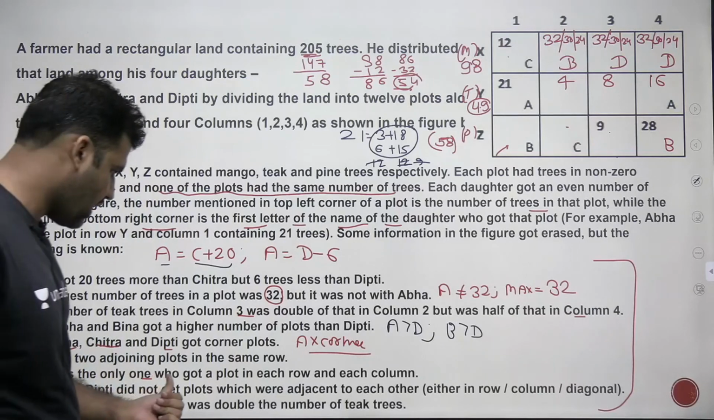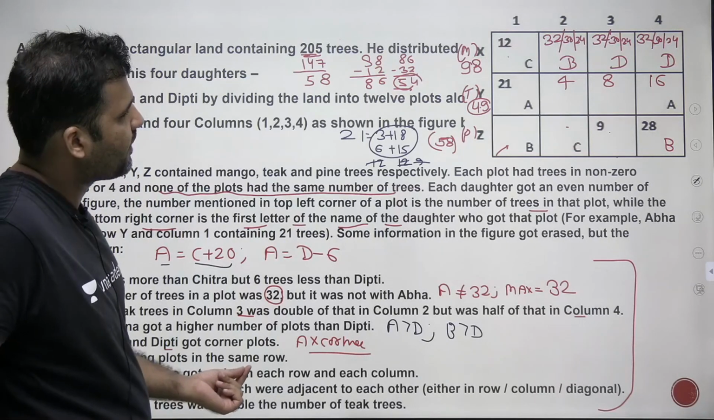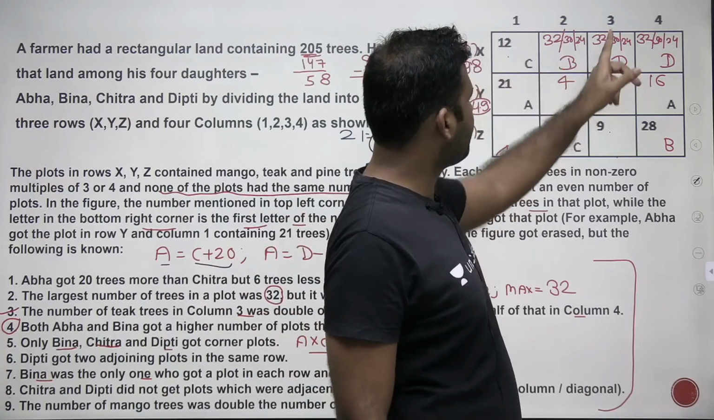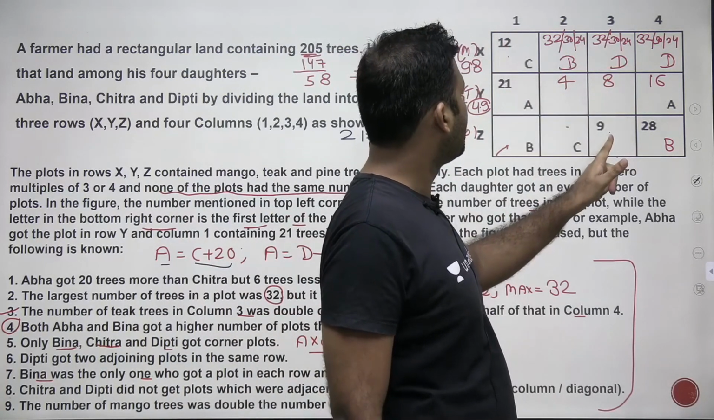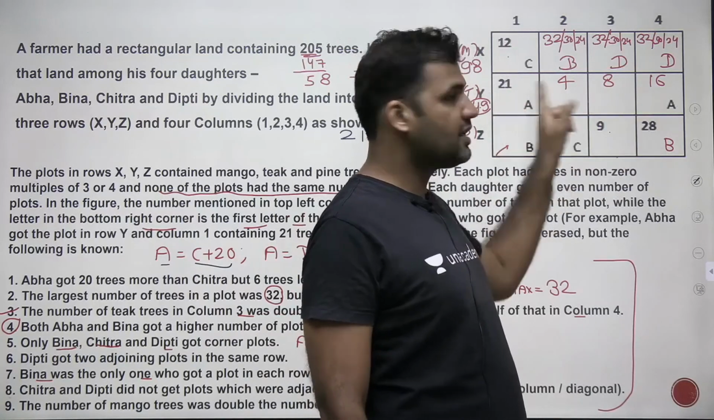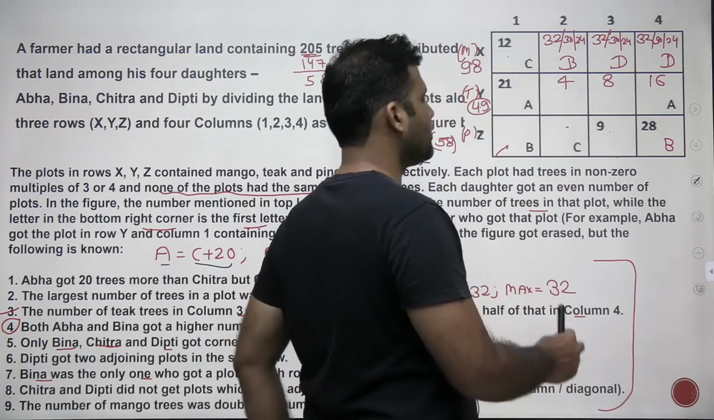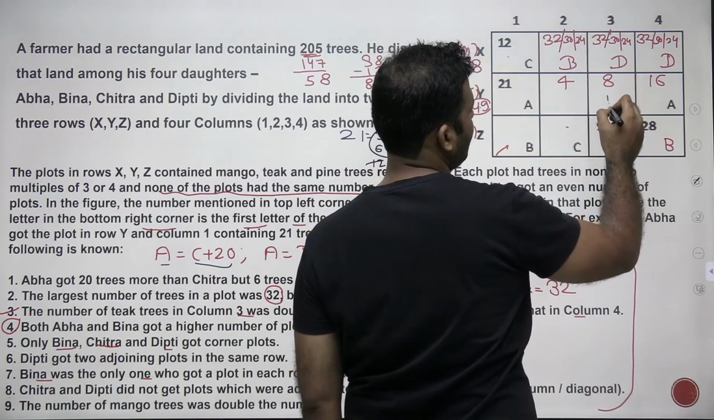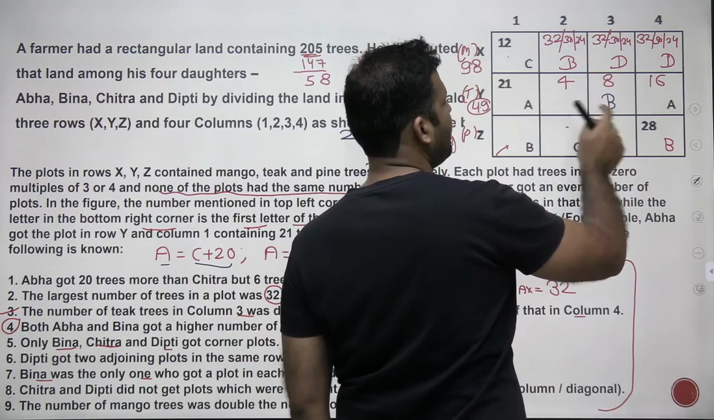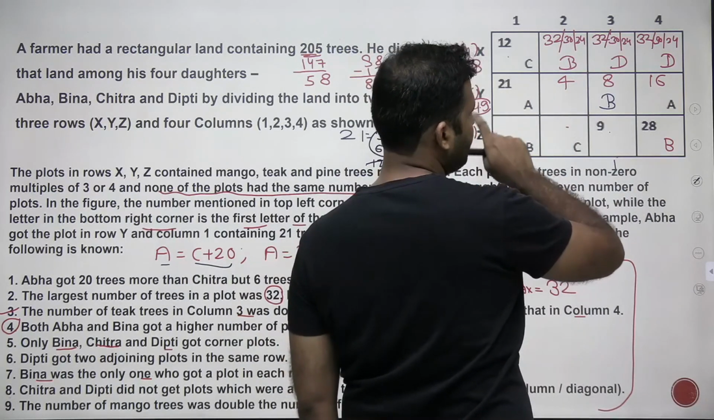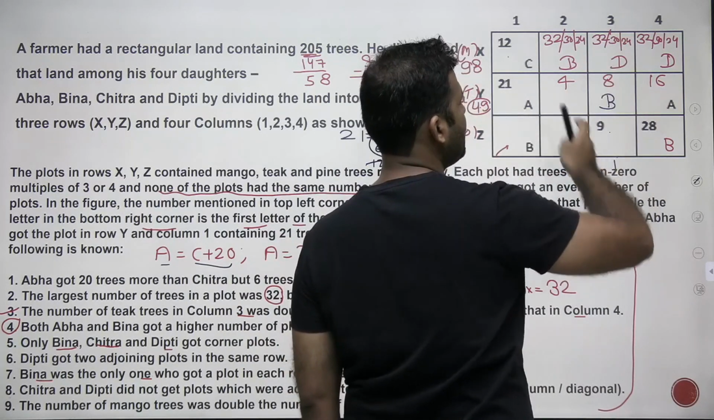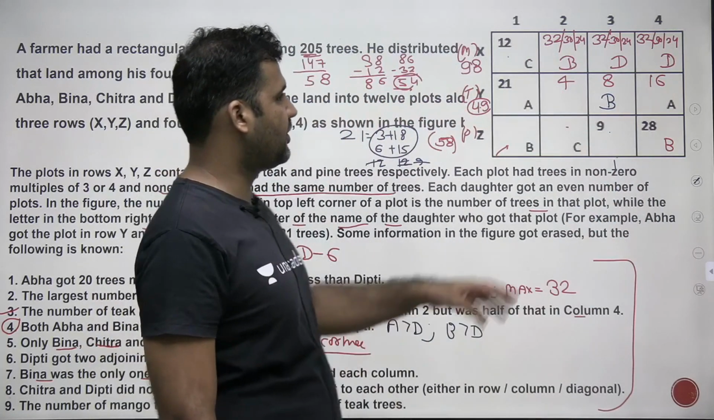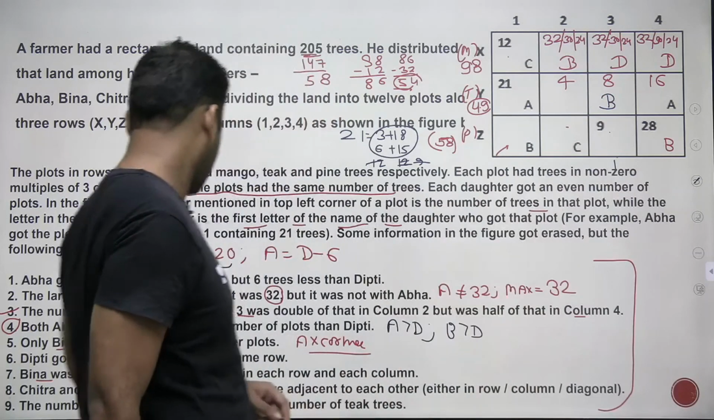Bina was the only one who got a plot in each row and each column. Now, Bina is present in this column, Bina is present in this column, Bina is not present in this column. Bina is also not present in this row. So I need to make sure that Bina is present in this column as well as in this row. So if I assign this plot to Bina, Bina's condition of being present in each row and in each column will get fulfilled. So we can say that this plot must belong to Bina, right? All right.